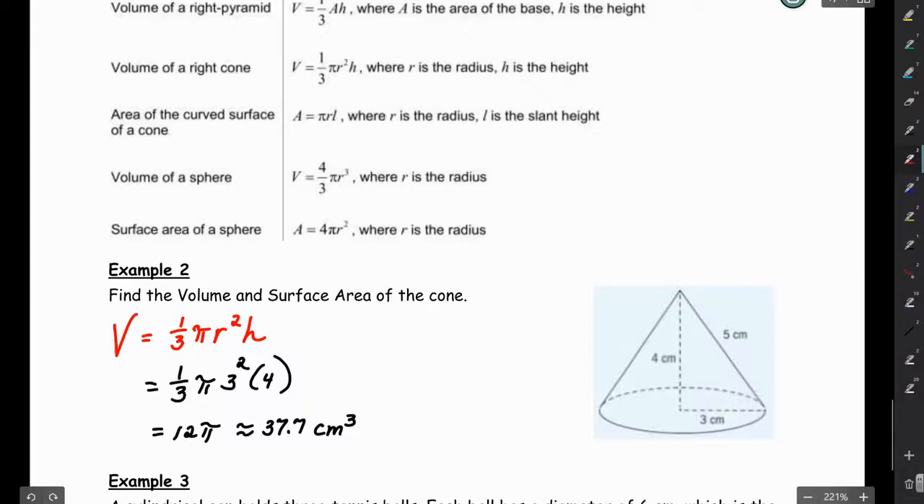Now we're going to write out the formula to find the surface area. So we need to add the area of the base, which in this case is a circle, to the area of the curved surface of the cone. The curved surface of the cone is pi RL. L is the slant height, so 5 in this case is L, and now we're just going to fill in the formula.